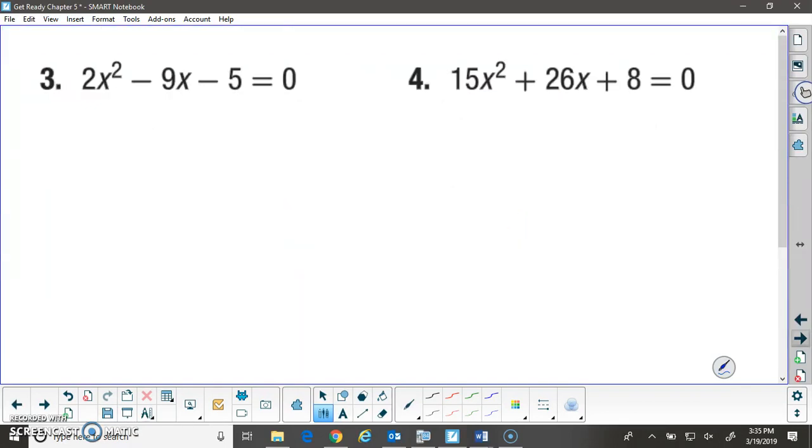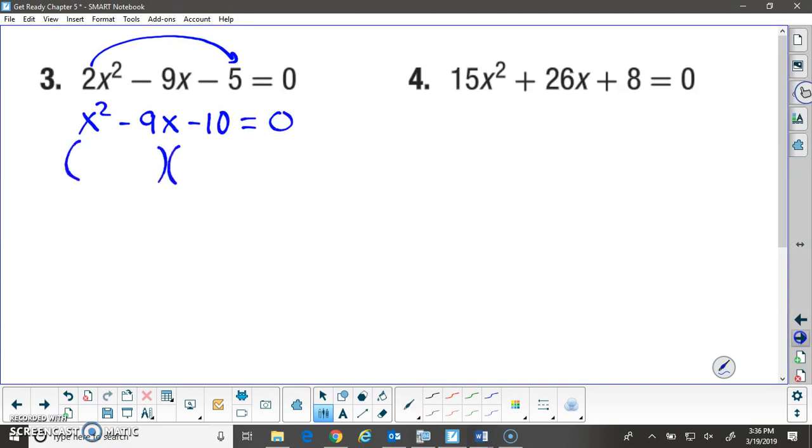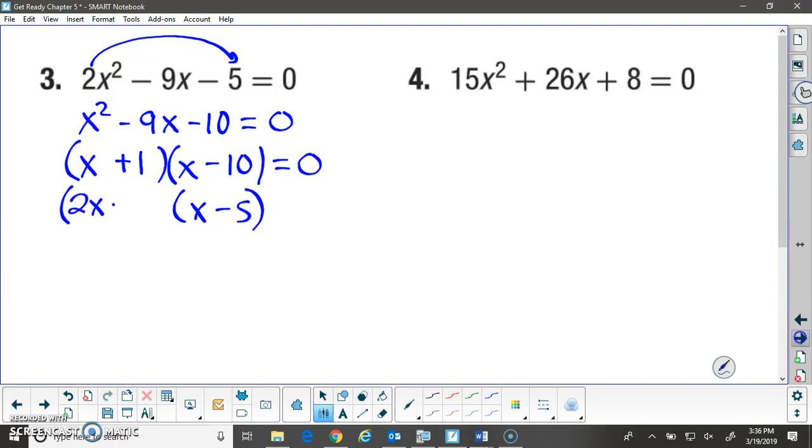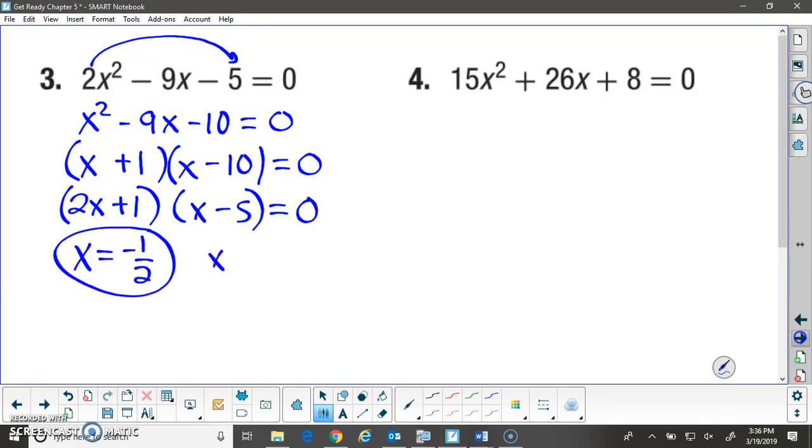Number 3 is a little bit harder. Because we have an a value in front of the x squared, I've taught you how to take it and send it to the back. If we do that, it'll give us x squared minus 9x minus 10 equals 0. Now we can do the basic factoring with a negative 10 and a plus 1. But now you have to make up for sending the 2 to the back by dividing both of these by 2. So you can see how we get x minus 5. Since 1 is not divisible by 2, we put the 2 in front of the x. So there's our factoring, and we get answers of negative 1/2 and positive 5.